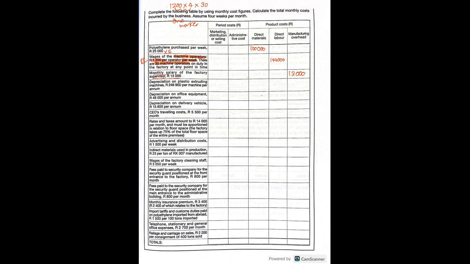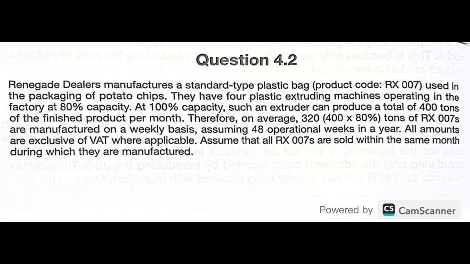Okay, so depreciation, and this is very important. Depreciation on your plastic extruding machines is 246,900 per machine per annum. Now, the reason I say that this is important is because I asked you in the beginning to make sure that you're paying careful attention to the wording. They said to you here that the company has 4 extruding machines. So basically, 246,900 is your depreciation. They said per machine.